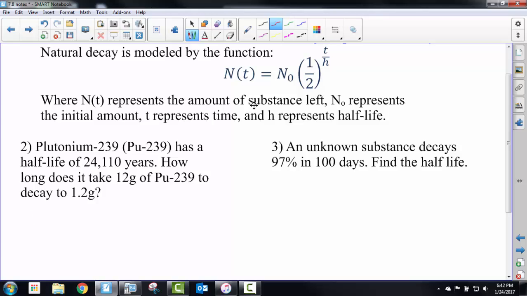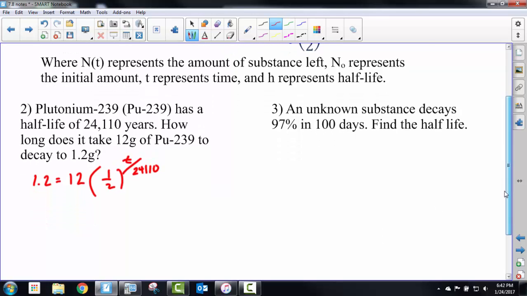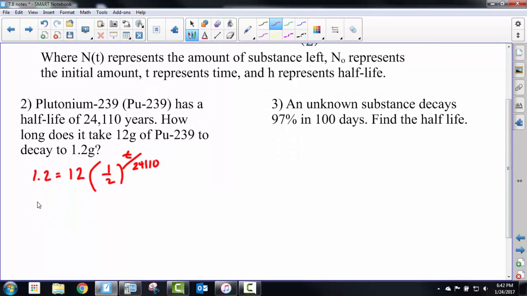So what we're going to do is use that formula. The end amount for us is going to be 1.2. We're beginning with 12, and we're seeing how many half-lives does it take to get there, or more specifically, how many years. So t over 24,110. All right, so we have a little algebra to do here. The first thing I would do is divide. So 1.2 divided by 12, that's going to give us 0.1 or 1/10. We're kind of mixing fractions and decimals here.